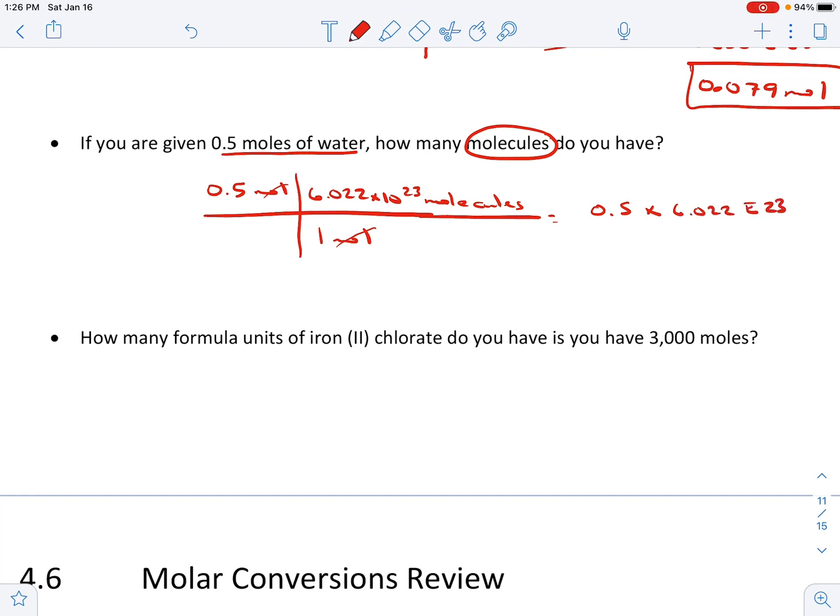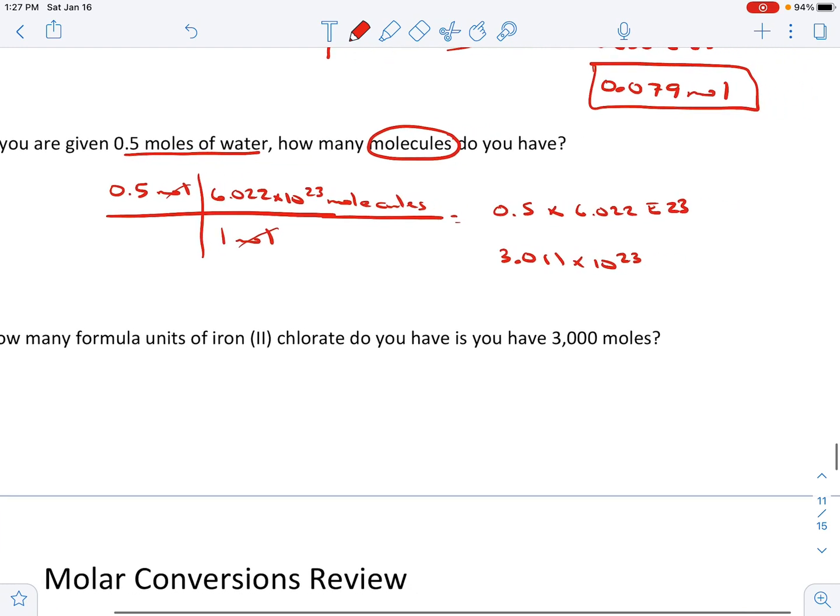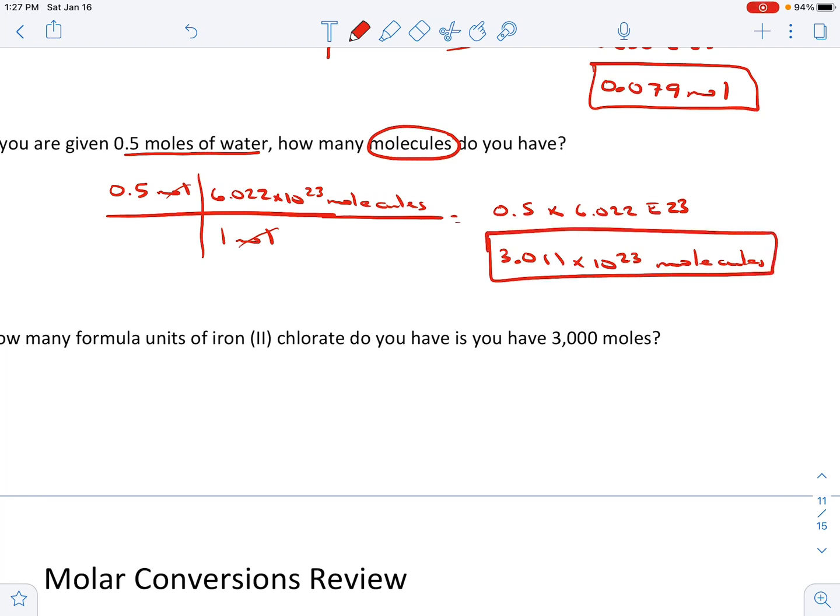And our answer that should give us 3.011, all right, times 10 to the 23rd. You should have like a times 10 to the 23rd or something else on there that signifies, like it might say E there, but you should have a 23rd there. All right, basically a half a mole has half the molecules.